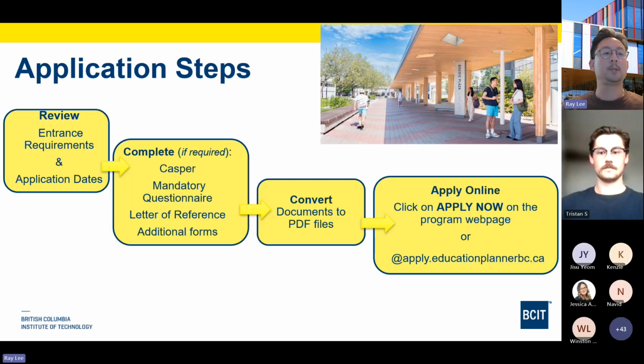So the application steps here. You will review the entrance requirements and take note of the application dates, just making sure that you can submit a complete application. You will then submit all the non-academic pieces as well. So you have your Casper exam, your mandatory questionnaire, and other forms that would be required by the program. If you need to upgrade any of your academic courses, BCIT does offer upgrading courses in all of the academic prerequisite courses, and program advising can assist you with those. And the information is also on the program website.